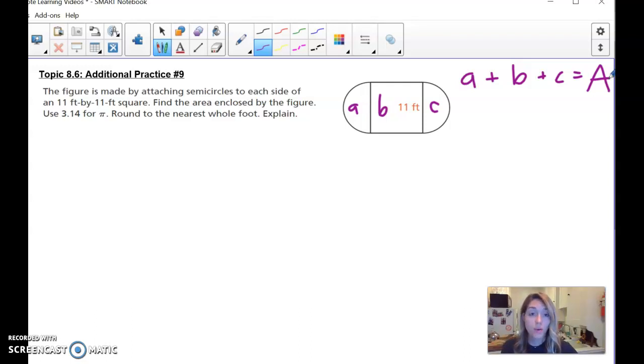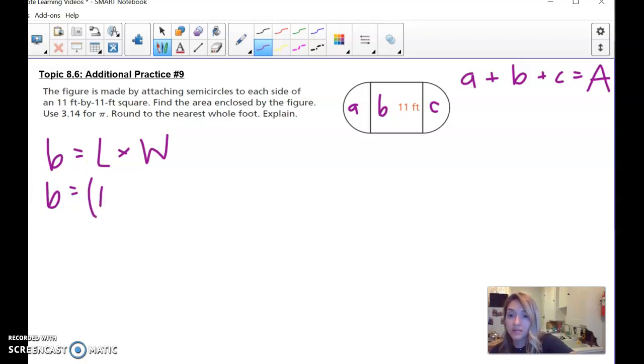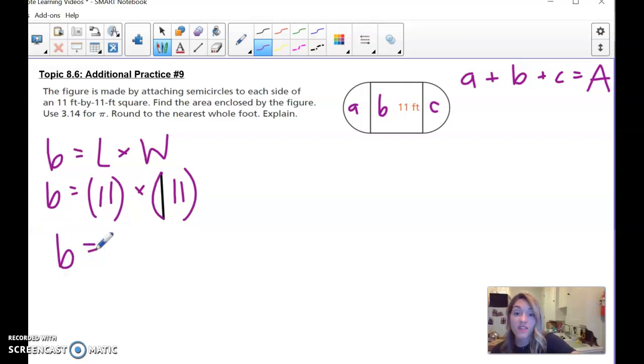So now I'm going to start with probably the middle because that's the most familiar. A square, I definitely know how to find the area of, and it already tells us that it's an 11 foot by 11 foot square. So in order to find the area of that square B, we're going to have to multiply the length times the width. Now, the length of B is 11, and the width of B is 11. Don't know why that line showed up. So the area of section B, which is that square, is going to be 121 feet squared.